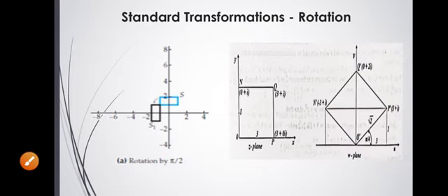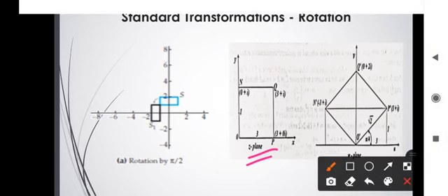This is the second figure. This is the second example. Originally in the Z plane, a rectangle with the vertices OPQN is given. Under this rotation transformation, it becomes like a kite with the vertices O dash, P dash, Q dash, N dash. So this is the concept of rotation and magnification.